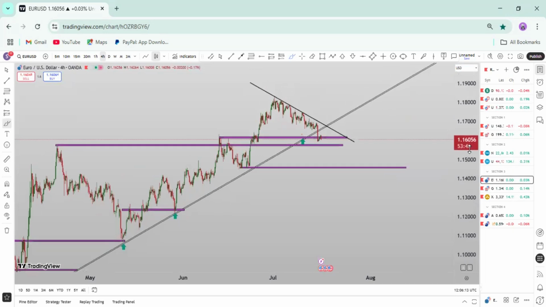So let's go to another pair. This is Euro USD. As we show clearly, we are still bullish.